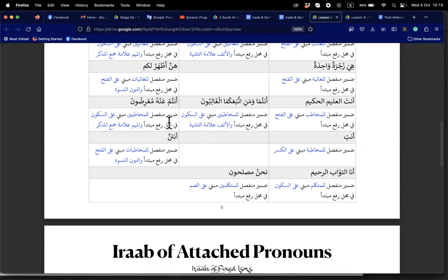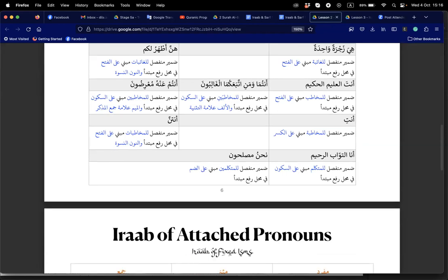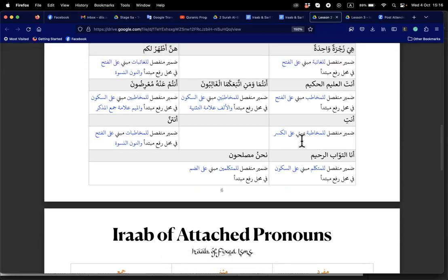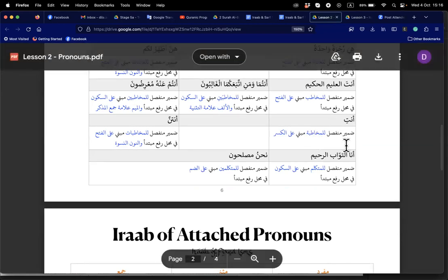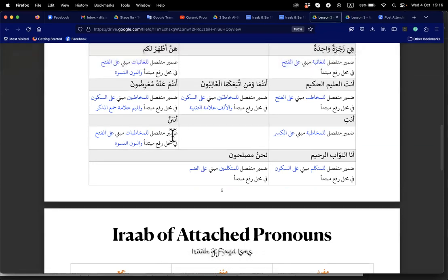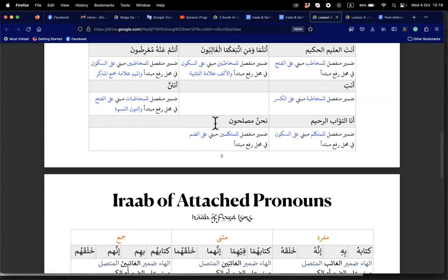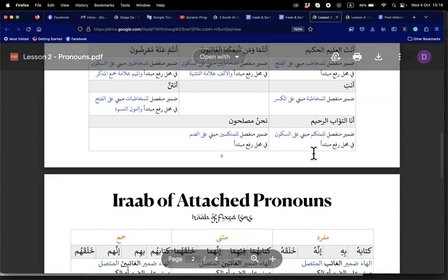And then antum, domir munfasil, mabni, fi rafa, mubtada. Again, the mim is sign for the masculine plural. Anti, domir munfasil, for the second person, mabni. We don't have this in the Quran, that's why I didn't put it anyway. And then antunna, same thing. All are going to be domir munfasil, mabni, fi mahali rafa, basically. Any questions here? Same thing with ana and nahnu also.